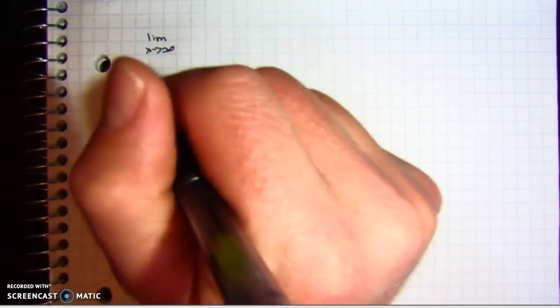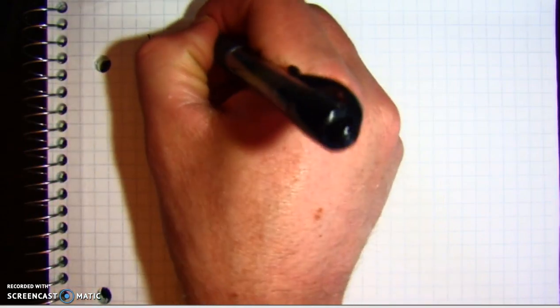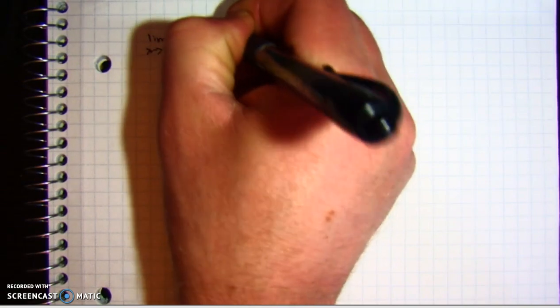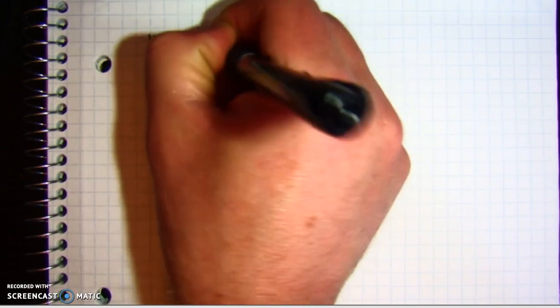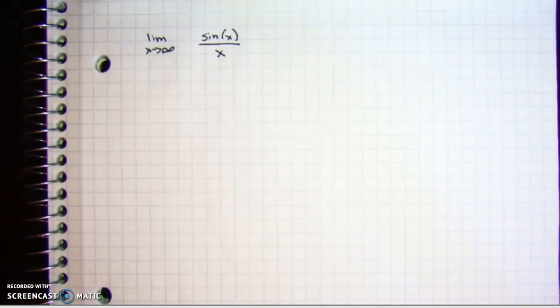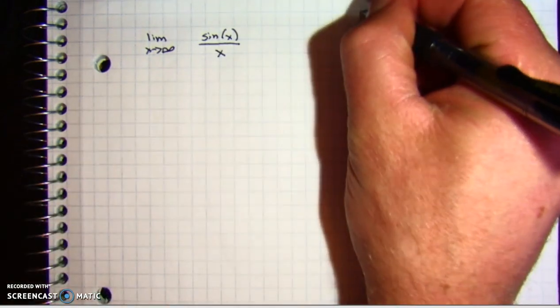Let me think of one. How about, oh, here we go, I got an idea. How about let's do sine x over x. That's probably a good place to start. So when we do these, a lot of times we're looking for convergence. If it converges on one value, or if there's a vertical asymptote, which it'll get close to.